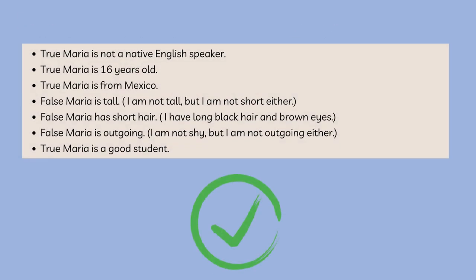Maria is not a native English speaker. True. Maria is 16 years old. True. Maria is from Mexico. True. Maria is tall. False. I am not tall, but I am not short either. Maria has short hair. False. I have long black hair and brown eyes. Maria is outgoing. False. I am not shy, but I am not outgoing either. Maria is a good student. True.